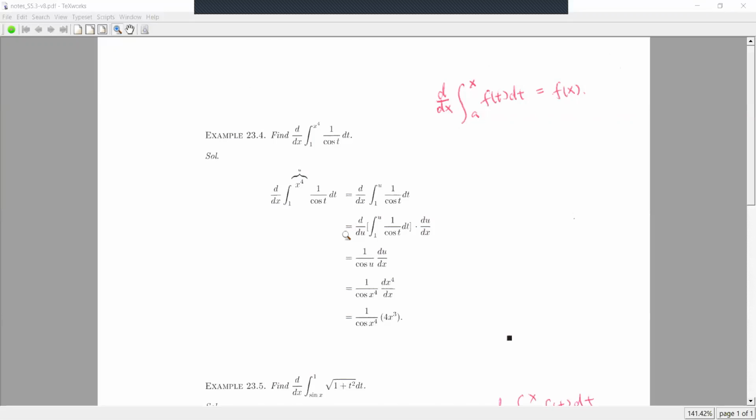Now we have two derivatives, this derivative and this derivative. For this derivative, now I can apply the formula. By the formula, derivative and integral cancel, and plug in u for t here. Then we get this equation. Don't forget, u is a temporary variable. By u, I mean x to the 4th. Now plug in x to the 4th for u. Then I get this equation. The derivative of x to the 4th is 4x to the 3rd. So this is the answer to this question.